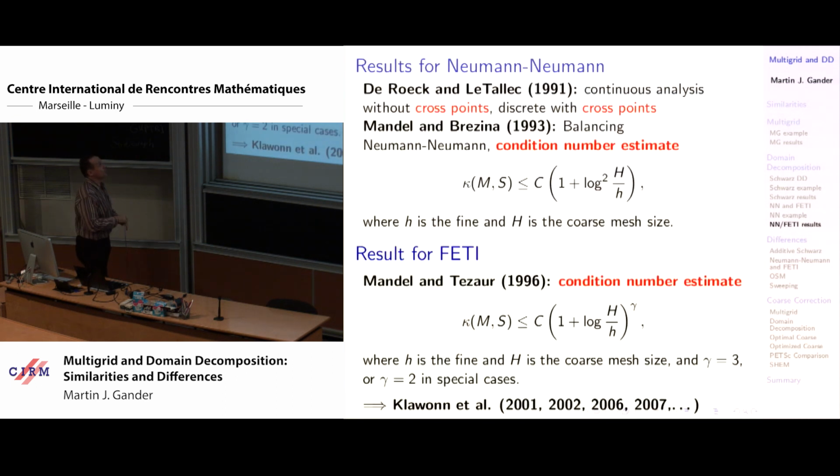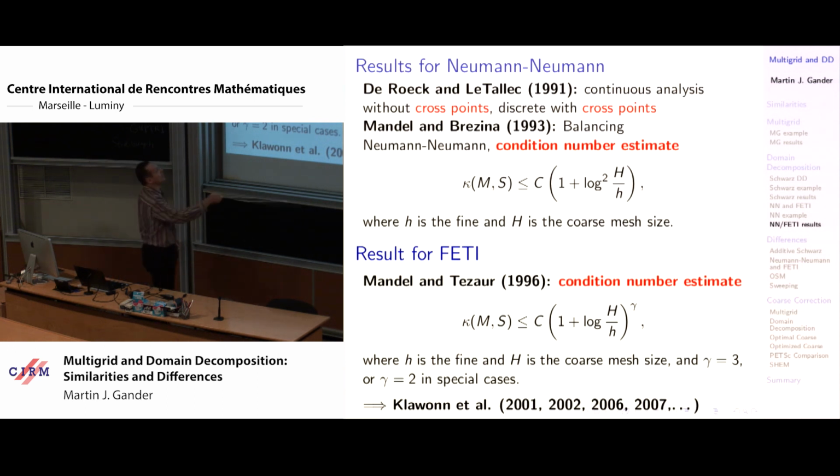What is known about these methods? What is known about Neumann-Neumann? There is a result by De Ruyck and Le Tallec in 1991. They have a continuous analysis for this method. There is a continuous analysis that shows that the method contracts, but there are no cross points in this analysis. And with cross points, there is discrete analysis. And then there is again a fundamental condition number estimate that goes back to Mandel and Brezina.